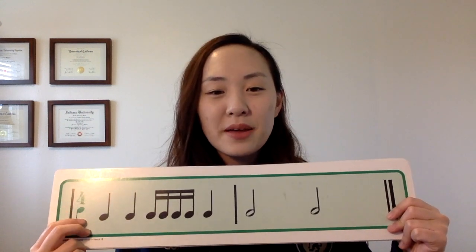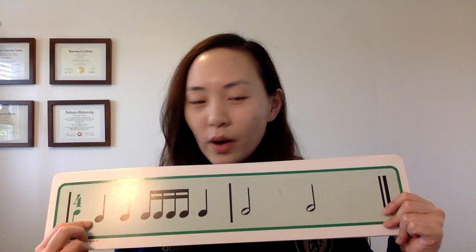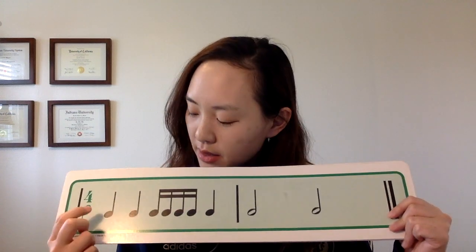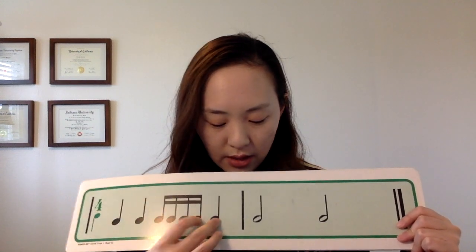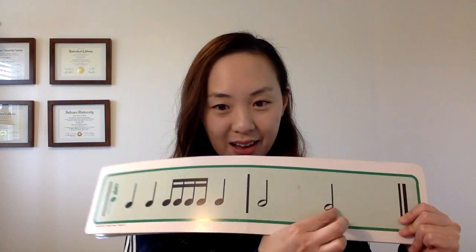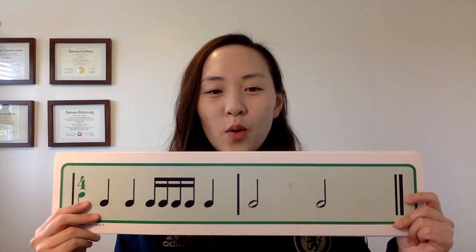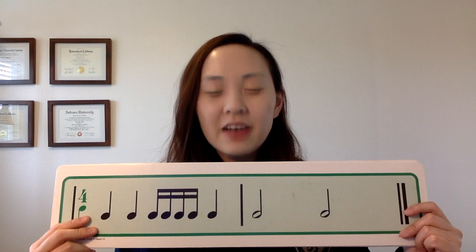Okay, let's clap it. And I'm going to tap it on the card, okay? 1, 2, reading, clapping. Ta, ta, tika, tika, ta, ta, ta. By yourselves. 1, 2, by yourself.